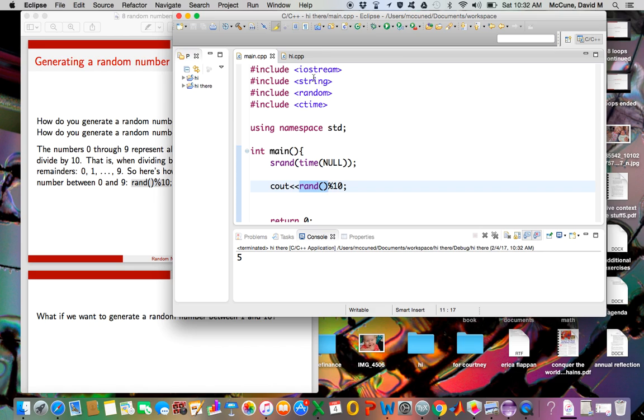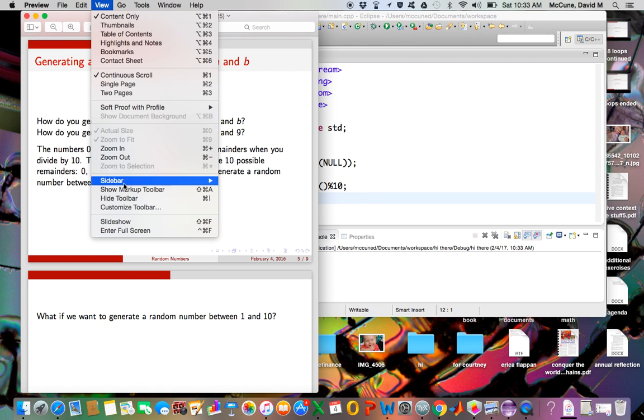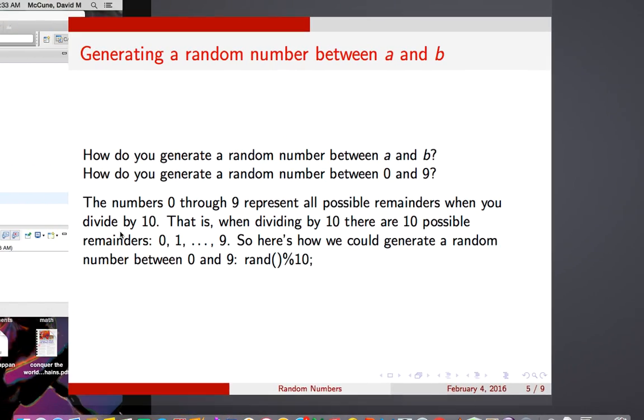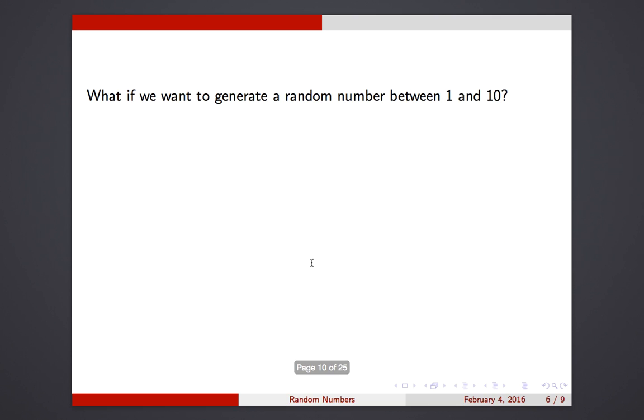So now it prints 5. That's a random number between 0 and 9, and it's a possible remainder when you divide by 10. 1, right? 5 again, 9, etc. These numbers will always be between 0 and 9 because you're forcing it to take remainders when you divide by 10. So that's how you can generate a random number between 0 and 9: just generate a random number and then use the percent symbol with 10, so that you get remainders rather than the raw numbers.